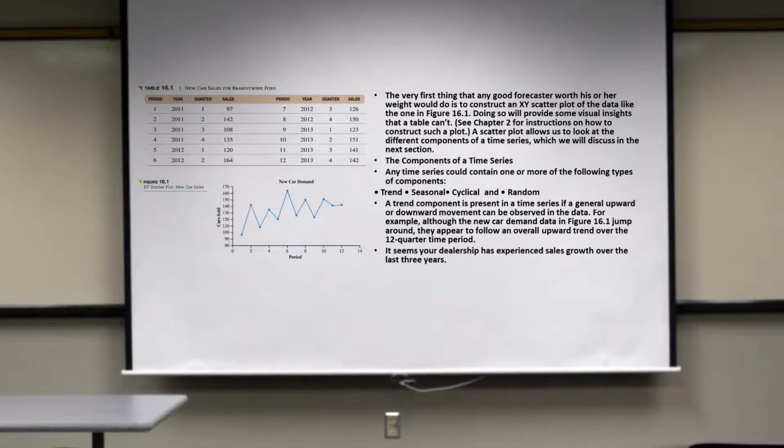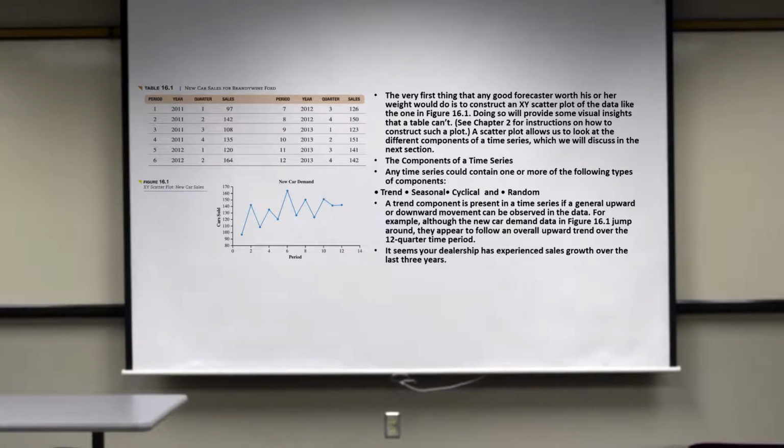The very first thing that any good forecaster worth his or her weight would do is to construct an XY scatter plot of the data, like the one in Figure 16.1. Doing so will provide some visual insight that a table can't. See Chapter 2 for instruction on how to construct such a plot. A scatter plot allows us to look at the different components of a time series, which we will discuss in the next section.